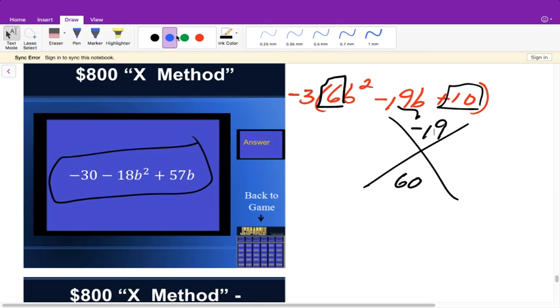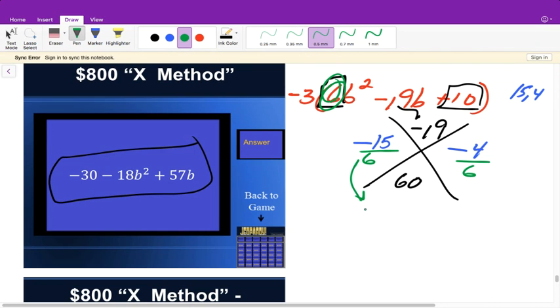So if the numbers multiply to give me positive and add to negative, then they both have to be negative. And numbers that multiply to 60 and add to 19 are 15 and 4. So I'll write 15, I'll write 4. Now we're going to divide by the number in front of our variable squared, so that's 6. And let's reduce. So this will then be divisible by 3, so it's negative 5 over 2. This will be divisible by 2, so it's negative 2 over 3.